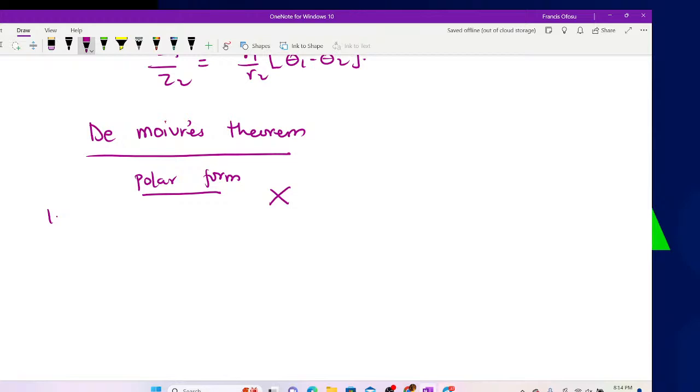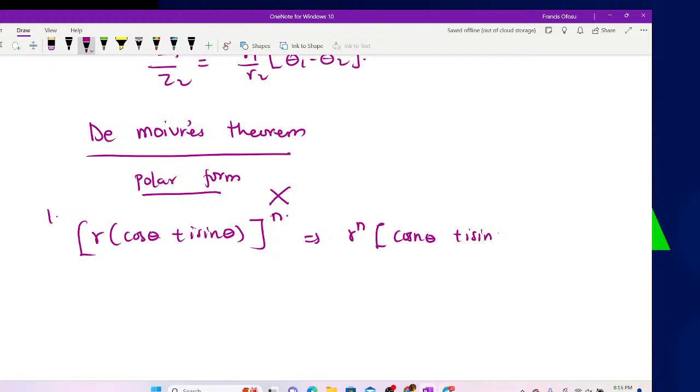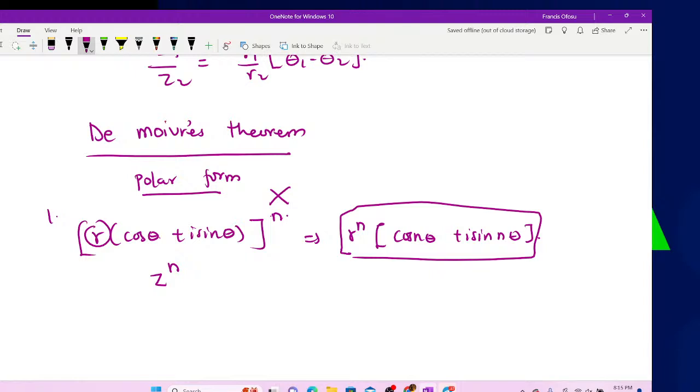If I have a complex number represented as r open bracket cos theta plus i sine theta, which is the polar form, and this complex number is raised to the power n, then this will give me r to the power n, then cos n theta plus i sine n theta. It's a simple law. Any complex number raised to a power, you give the exponent to the real part, then you multiply the power by the argument.